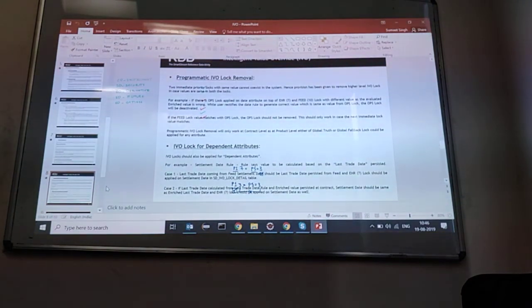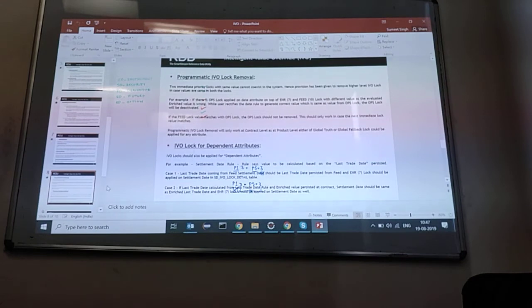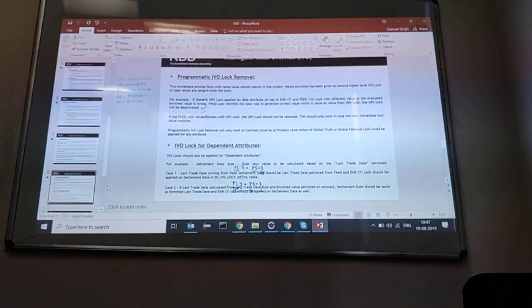System log comes only if the enrichment value or the fallback value is different than the feed value. We don't apply feed log directly, right? We apply feed log only when the enrichment log or the fallback log, that is the enriched value, is different than the feed value. Right? So 3 and 10 will never come directly.